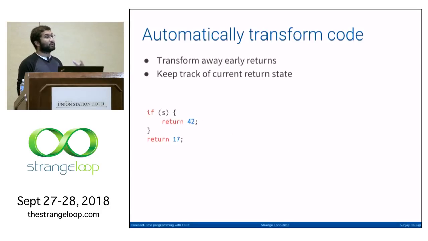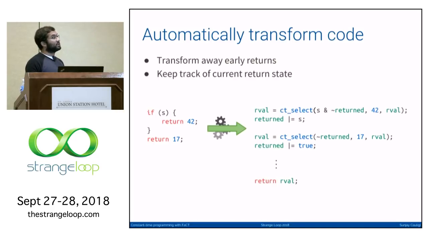Another type of transformation deals with those early return values. If we have a return predicated on some secret condition, we can transform that such that we have a new local variable that tracks the current return value, and we have a flag that determines whether or not this function would have returned. And we conditionally update those values based on what the current control flow should be. So if s is true and we haven't already returned, then we update our return value with 42, and we set the return flag correspondingly. Then later down the line, if we haven't returned at that point, then we update the return value with 17, and we update our flag appropriately. And at the end of the function, we return our return value.